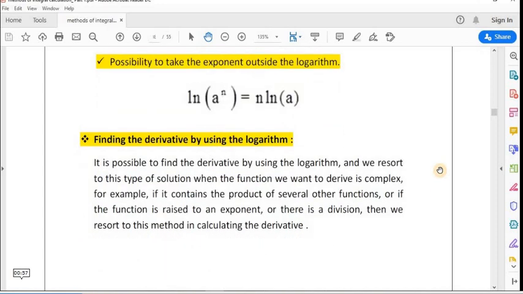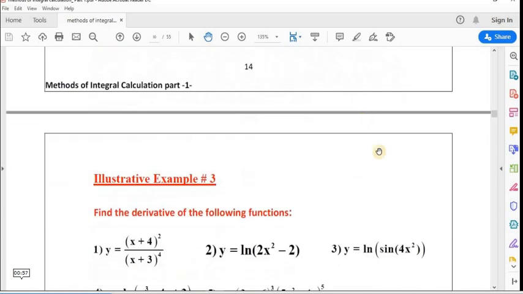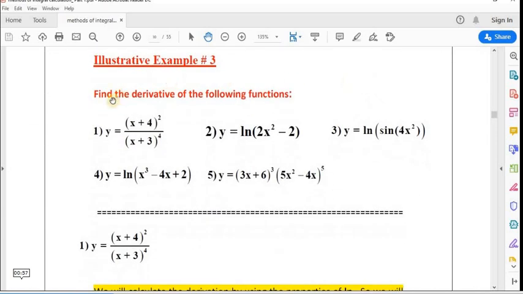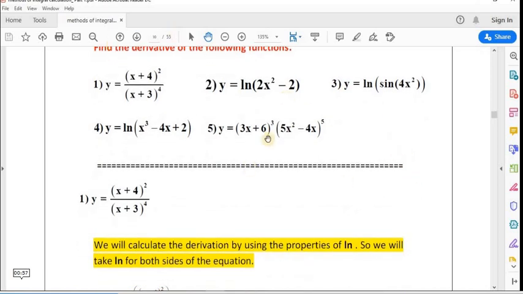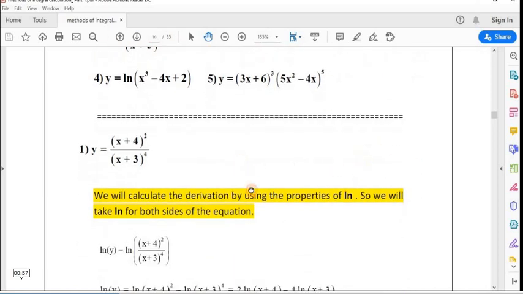Let's discuss another important point, finding the derivative by using the logarithm. We usually use this method if we have complex functions to differentiate, or we have multiple functions multiplied with each other. Let's see some examples, the picture will be more clear. Find the derivative of the following function. Let's see the first one.